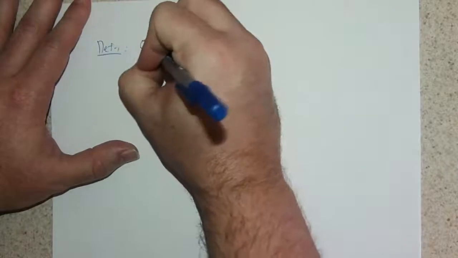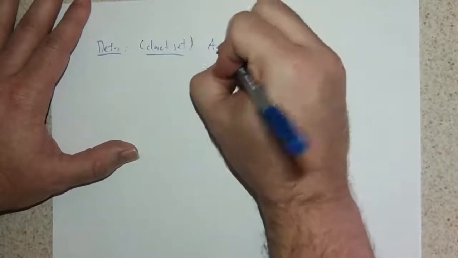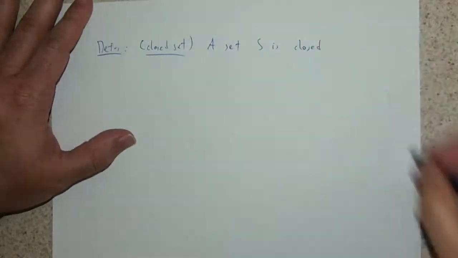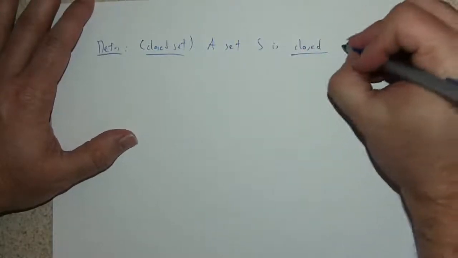There's also a notion of a closed set. You've heard of a closed set before, and in fact, a lot of the sets that you've dealt with before were closed, because closed sets have some nice properties as well. What is a closed set for us? Definition of a closed set: a set S is closed if it contains all of its boundary points.